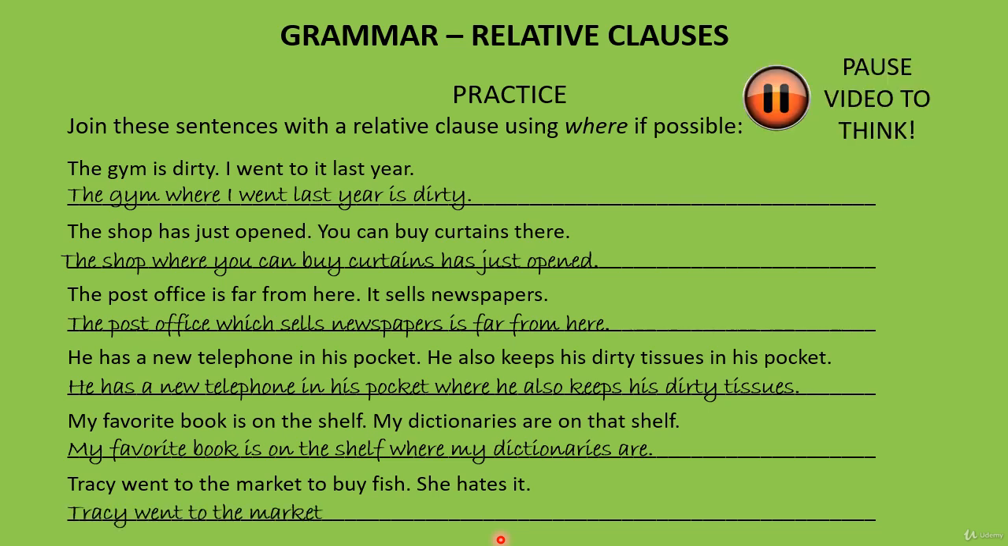Tracy went to the market she hates to buy fish. We can't use where because she hates it, the market. It is the object. It's not in the market, in a place or on a place. It's just it, the place. It doesn't mean she hates to buy fish.